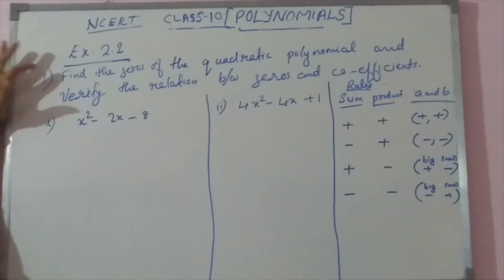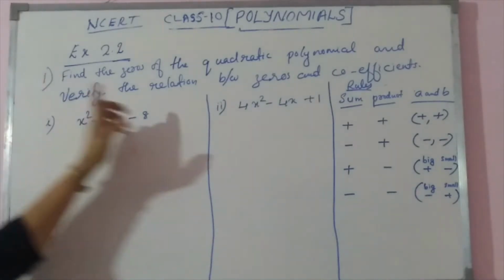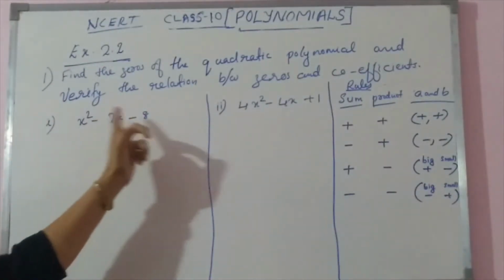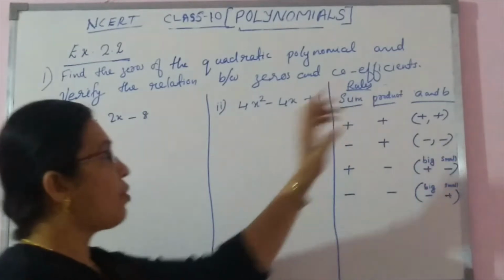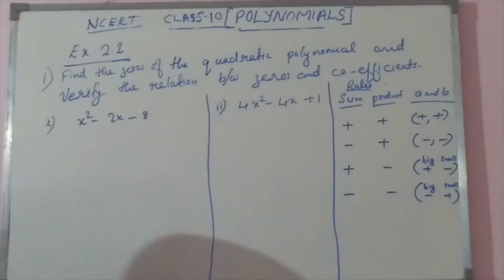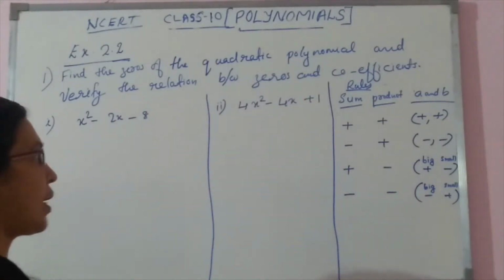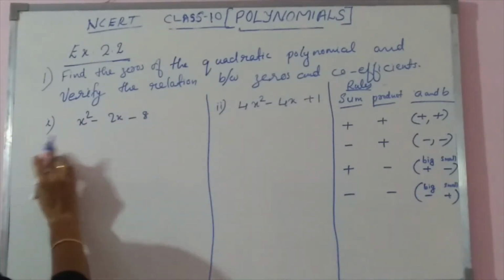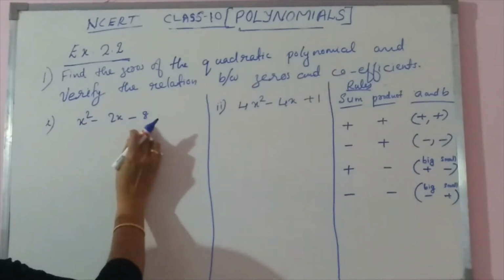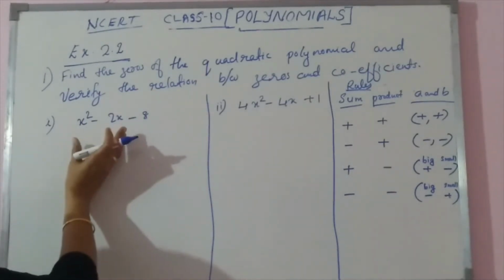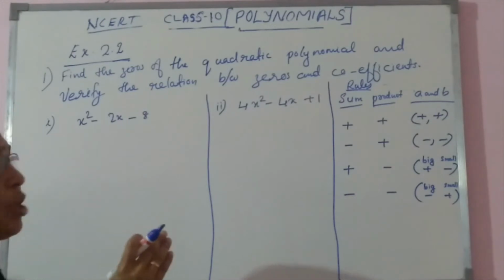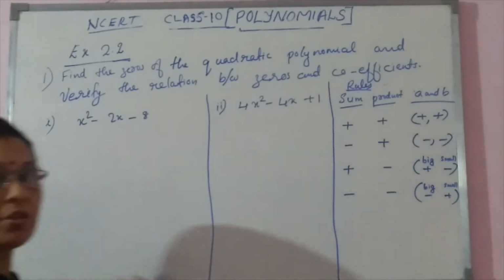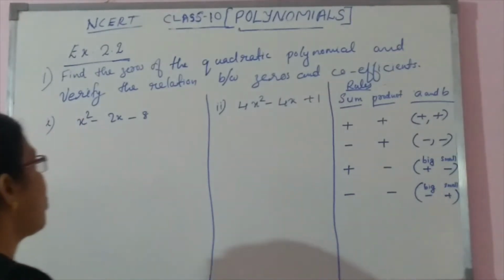Now exercise 2.2, first question: find the zeros of the quadratic polynomial and verify the relation between zeros and coefficients. So we can go through. I have written here 2 questions. I will explain 2 questions and the remaining questions you have to try yourself. Question 1: x square minus 2x minus 8. First you have to find the zeros of the quadratic polynomial. Already I explained how to apply splitting the middle term.